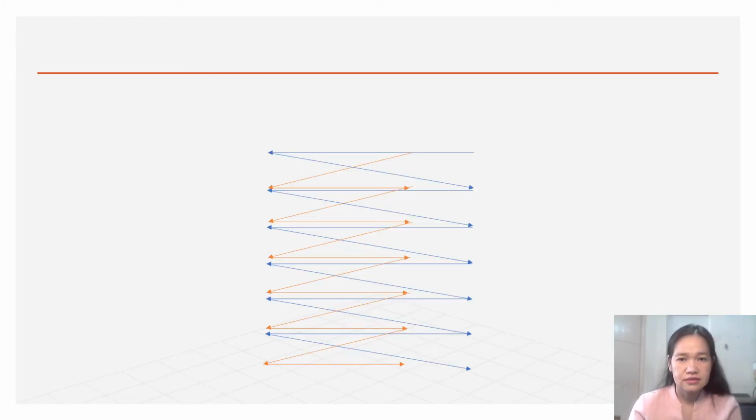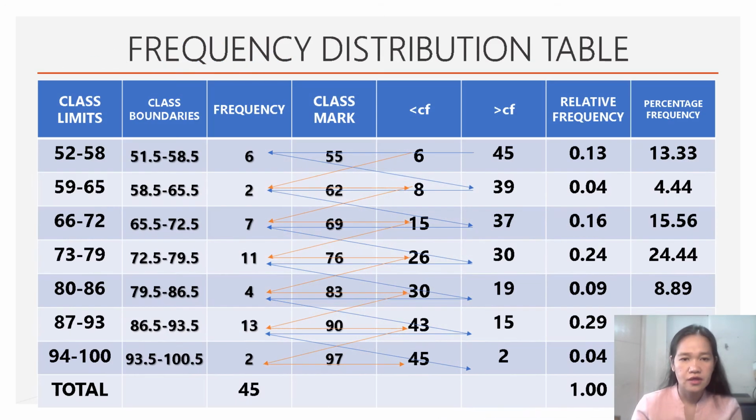Now, to get the less than cumulative frequency using this frequency distribution table, we add the frequencies cumulatively starting from the frequency of the lowest class interval, which is 6. For the greater than cumulative frequency, we add cumulatively starting from the frequency of the highest. So we have the highest value, which is equal to 45.